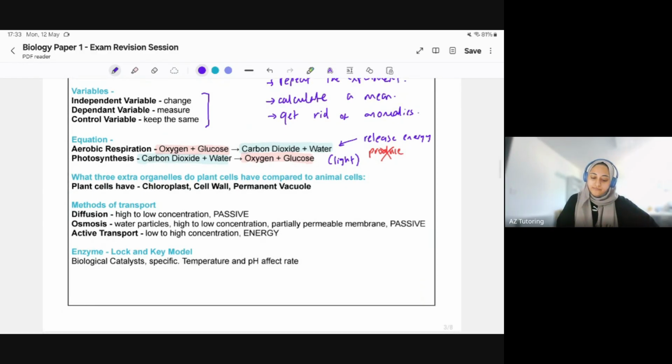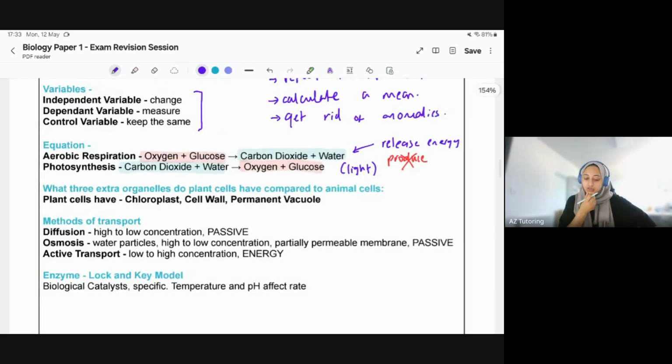Okay, so what three extra organelles do plant cells have compared to animal cells? The extras that plant cells have are chloroplast, cell wall, and permanent vacuole. Make sure you know the process for each of them. Chloroplast is where the photosynthesis happens. The cell wall, this is what's providing extra protection to the plant cell outside. And remember, it's made up of a sugar called cellulose as well.